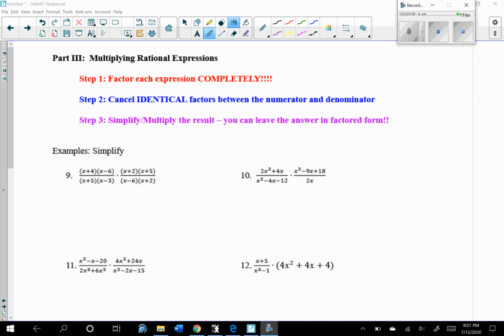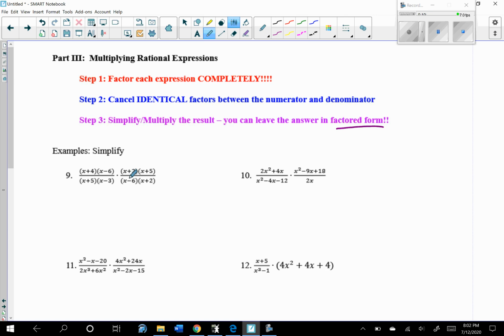All right, so now we're going to talk about multiplying rational expressions. So step 1, factor each expression completely. Step 2, cancel identical factors between the numerator and denominator. Step 3, simplify/multiply the result. You can leave your answer in factored form. So remember, technically simplifying means no parentheses, combine like terms, but it's okay for now to leave it in factored form. But if this was like an SAT or ACT, they would probably write it without the parentheses.